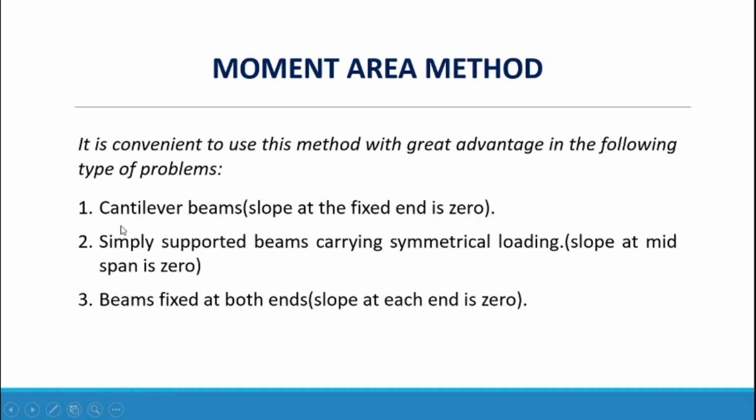It is convenient to use this method with great advantage in the following types of problems. First, cantilever beams, where the slope at the fixed end is 0. Number 2, simply supported beams carrying asymmetrical loading, where the slope at mid span is 0. And beams fixed at both ends, where the slope at each end is 0.